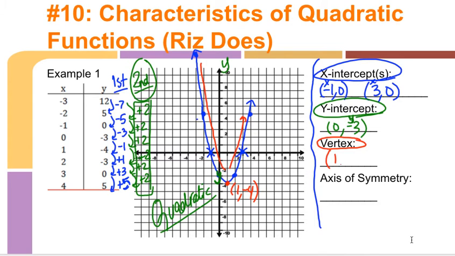So that's my vertex. And then finally, my axis of symmetry is going to be actually right where the vertex is. It's going to be the straight line up and down. That's right where the vertex is. So because it lands on x = 1, that's what the axis of symmetry is. Okay, let's move on to the next example.